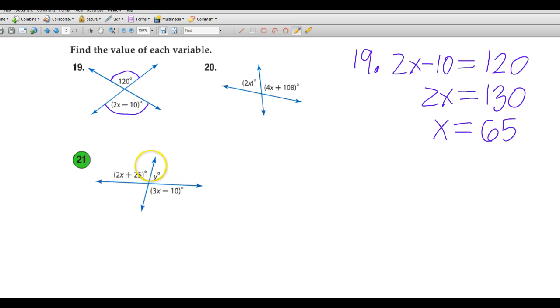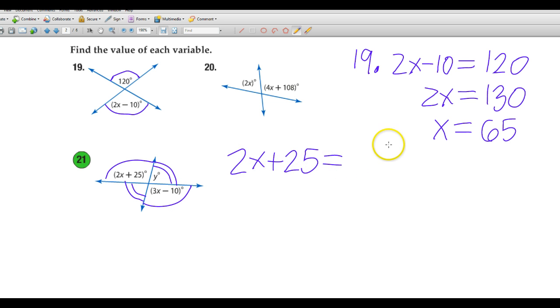On number 21, we would do the same thing. We have vertical angles here. So these two angles are vertical angles. We have the x and the angles opposite each other. Likewise, this angle and this angle are vertical angles. So we can set 2x plus 25 equal to 3x minus 10.